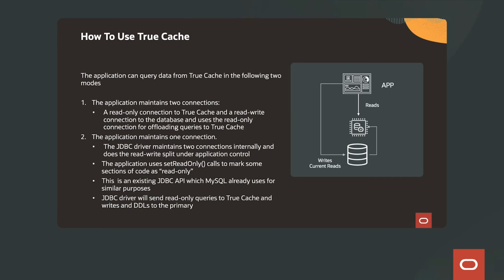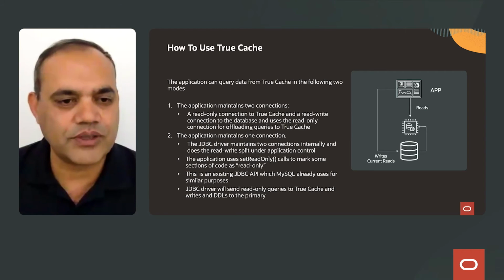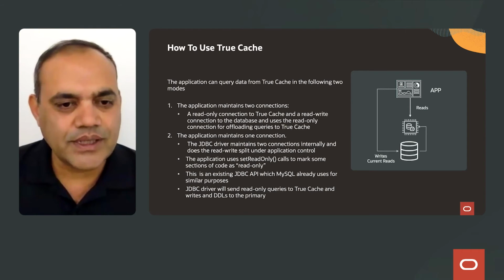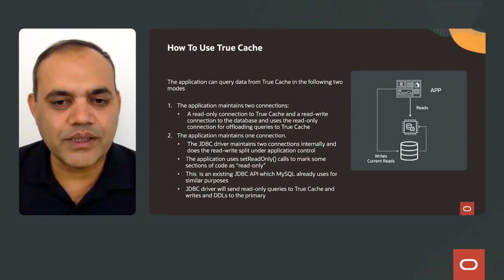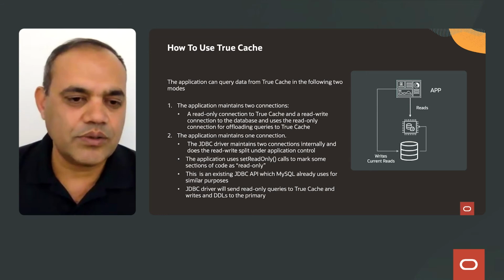Optionally, the application can choose to maintain just one connection. Oracle JDBC driver has been enhanced to transparently route queries to the true cache or to the primary database. The JDBC driver maintains two connections internally and does the read-write split under the application control. The application uses a set read-only API call to mark some sections of code as read-only. This is an existing JDBC API which MySQL already uses for similar purposes. The JDBC driver will send the read-only queries automatically to the true cache, and the writes and the DDLs are automatically sent to the database.